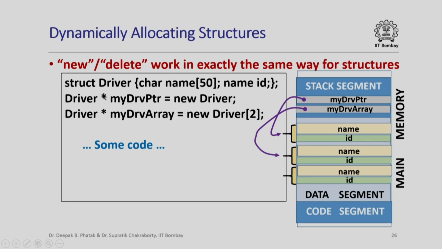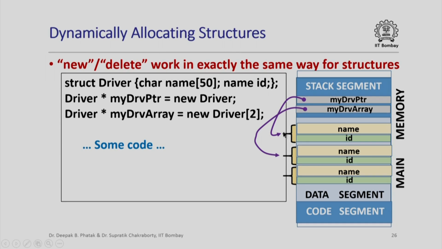Now exactly the same thing is going to happen if I use new and delete with structures. So for example, here is our favorite driver structure, and here I have my driver pointer, which is a local variable in a function. Space for it is allocated in the stack segment. When I say new driver, space for an object of the structure type driver is allocated in the data segment or heap. So of course this space will have space for the member name, it will have space for the member ID, and a pointer to this space allocated in the heap will be returned by new, and that pointer will be assigned to my drv pointer.